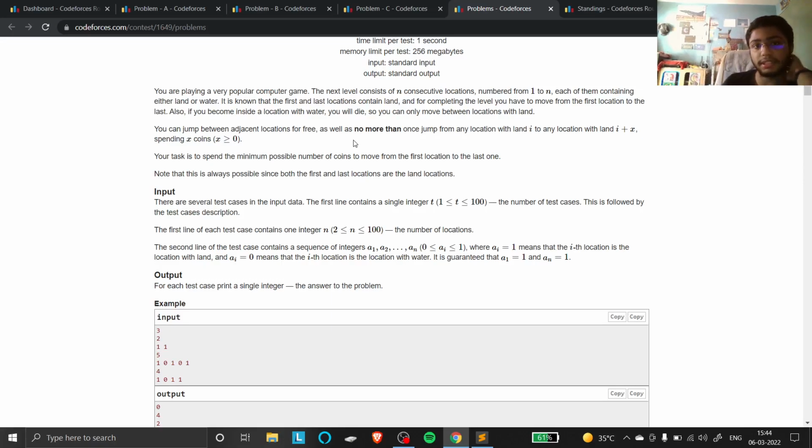You can jump between adjacent portions, as well as no more than once jump from any location with land i to any location with land i plus x, spending x points. As well as no more than once jump from any location. You can jump between adjacent ones.